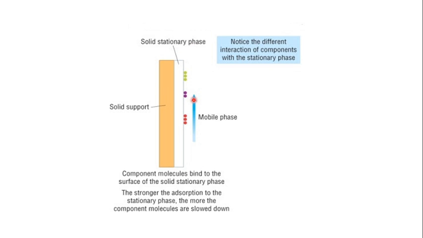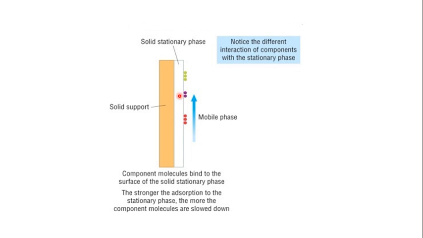So when the mobile phase is moving the components of the mixture in this direction, these red spots are moving very slowly, which means they have low affinity for the mobile phase and higher affinity for the stationary phase. Therefore they stay for a longer period of time in the stationary phase.